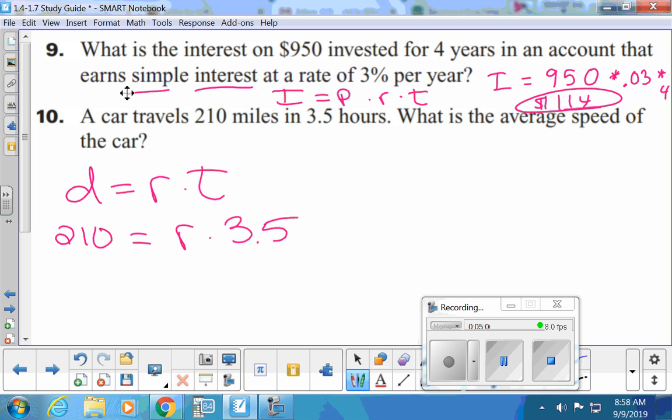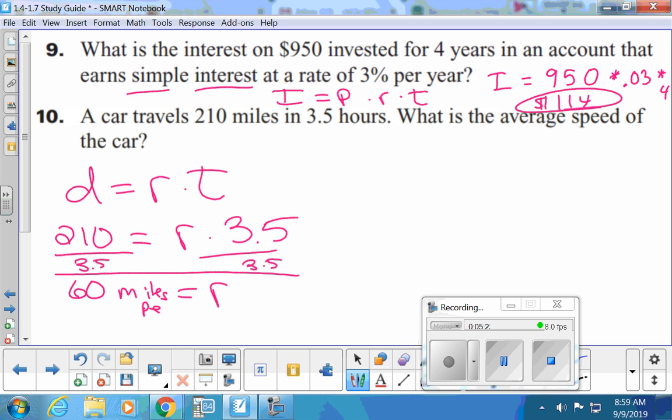What will we have to do to solve this equation? Caspian? 210 divided by 3.5. Yeah, so just divide that 3.5 over to the other side. That's going to be your rate. 210 divided by 3.5 is 60, and that would be miles per hour, because that's the unit these measurements were in. 210 miles in 3.5 hours.